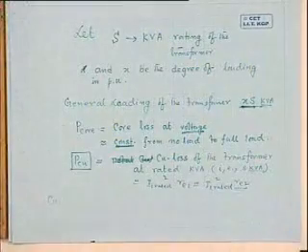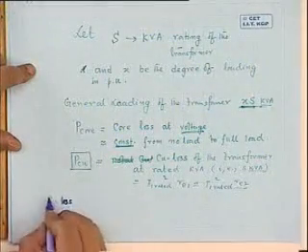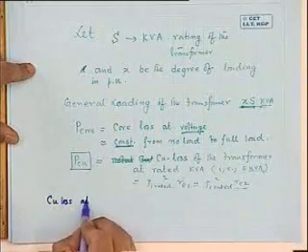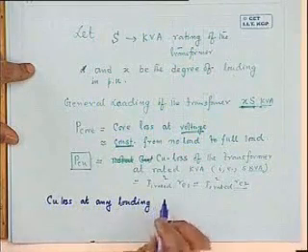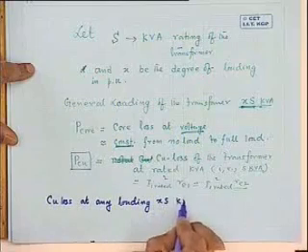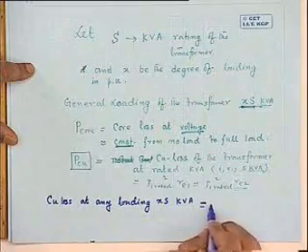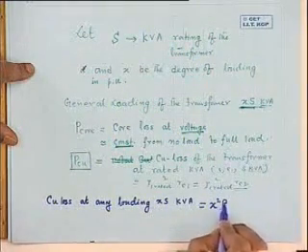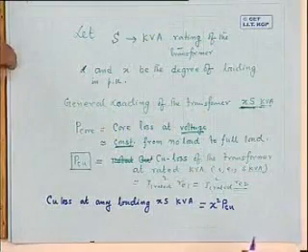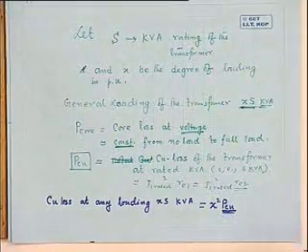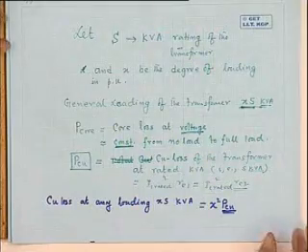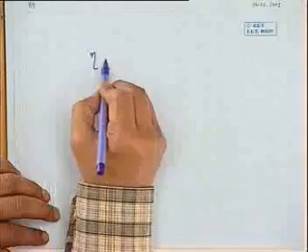So we get this one important thing. Copper loss at any loading x kVA will be equal to x squared into PCU, where PCU is the copper loss at the rated current condition or rated kVA condition. Okay.